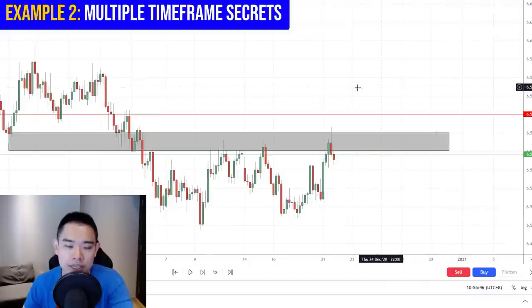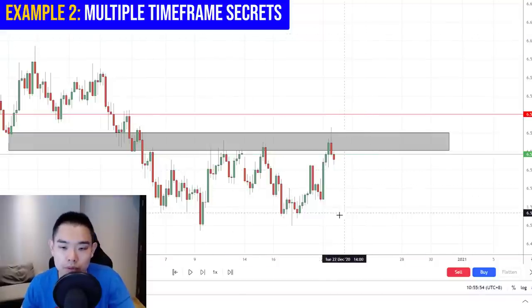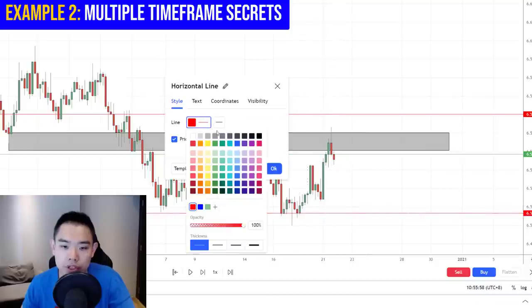In this case, since you know that the overall market is bearish on the daily time frame, you can actually have multiple targets. So my first target will be pretty much over here, below this area, just above this area of support. I'll just change this to blue for my first target.